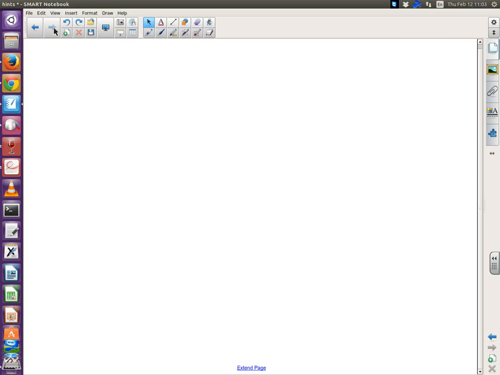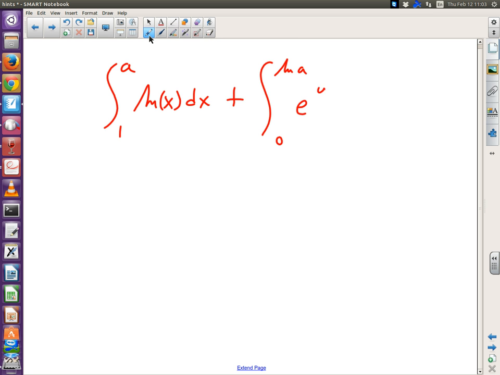Can you figure out the area from 1 to a under the curve ln x dx plus the area from 0 to ln a of e to the y dy? Now the second part's easy because the antiderivative of e to the y dy is just e to the y, and then you plug in ln a, and you plug in 0, and you get stuff. Okay, but the first part, we don't know the antiderivative of ln x yet.